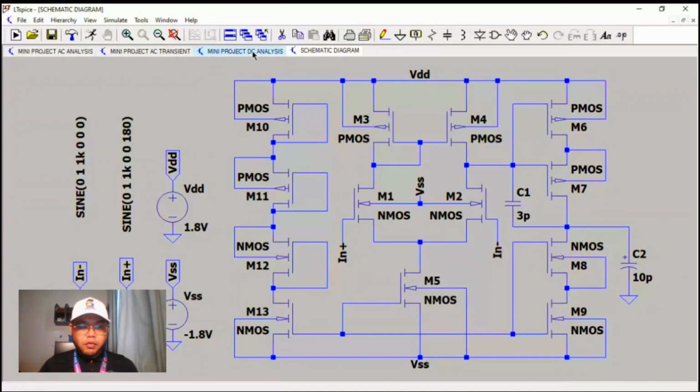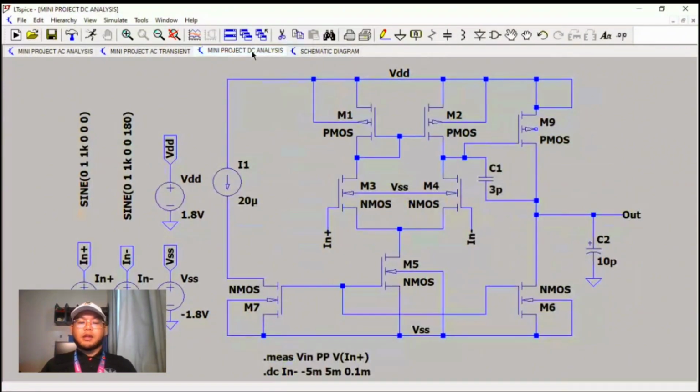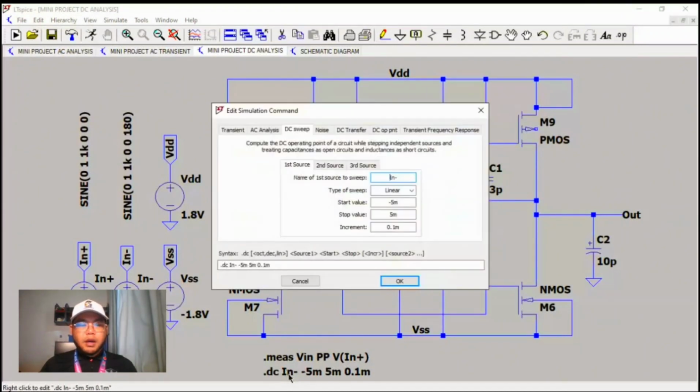First off, this is the DC analysis. For DC analysis, I removed the transistor over here and replaced it with a current source. I also inserted a new command to run the DC analysis. The command is as shown.